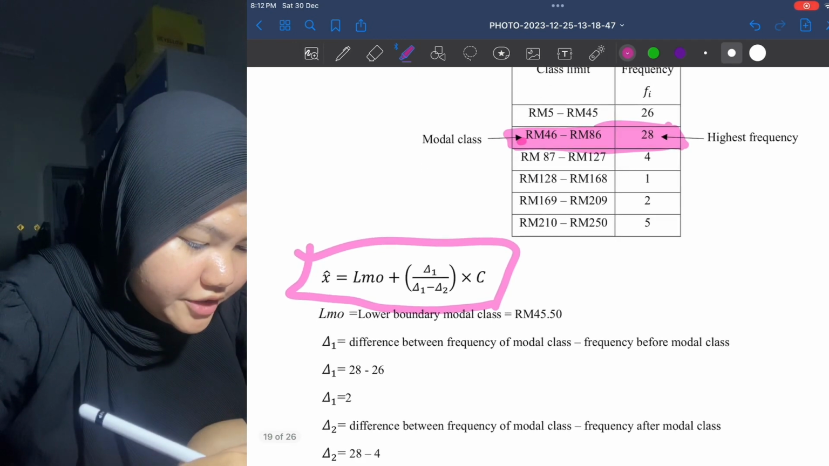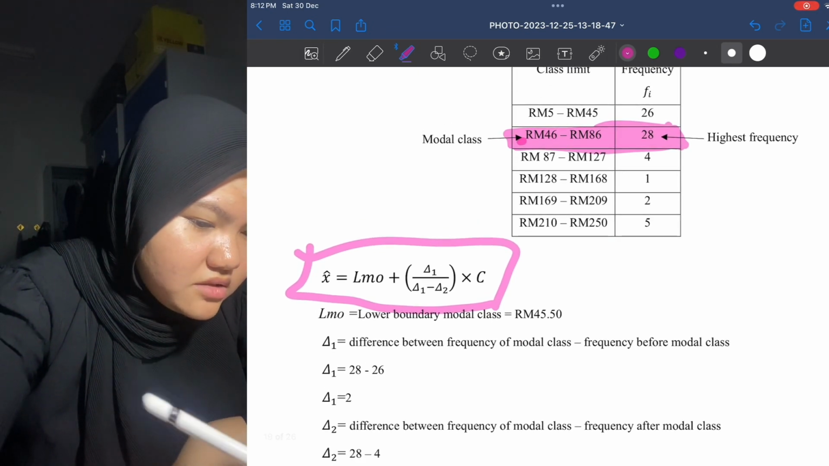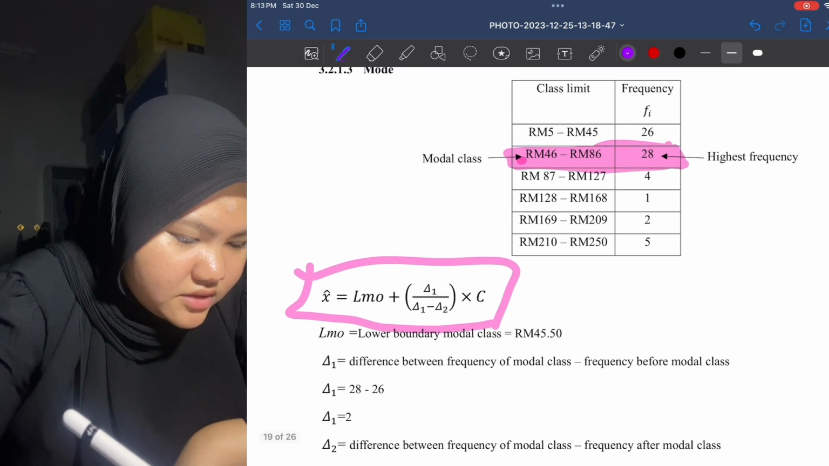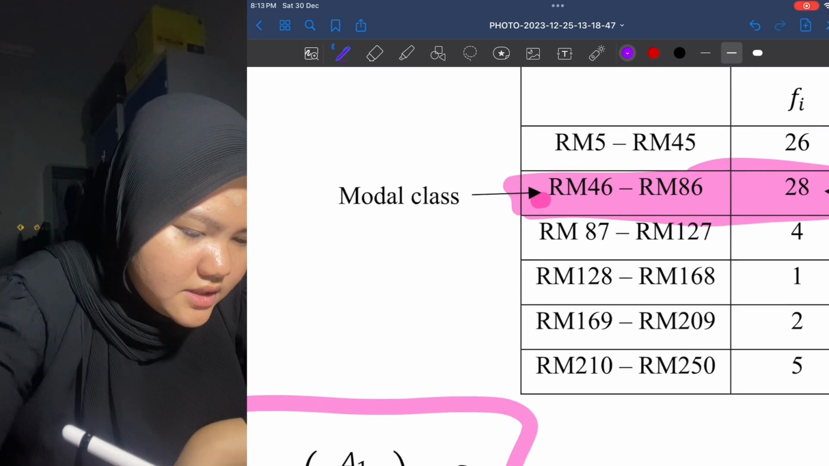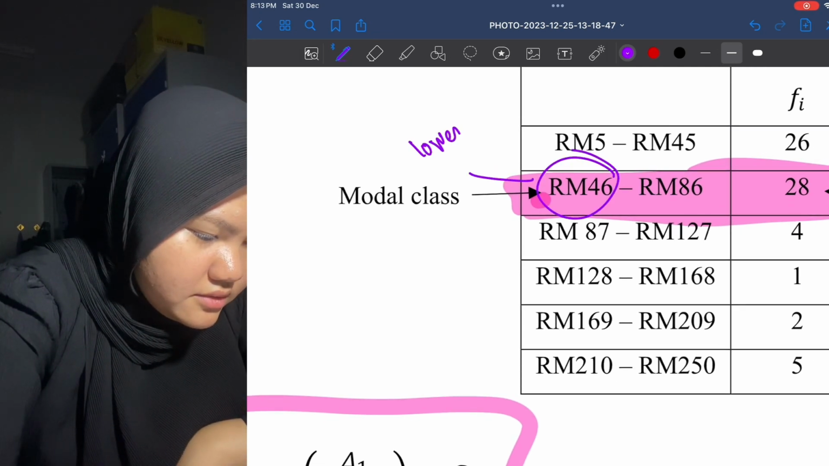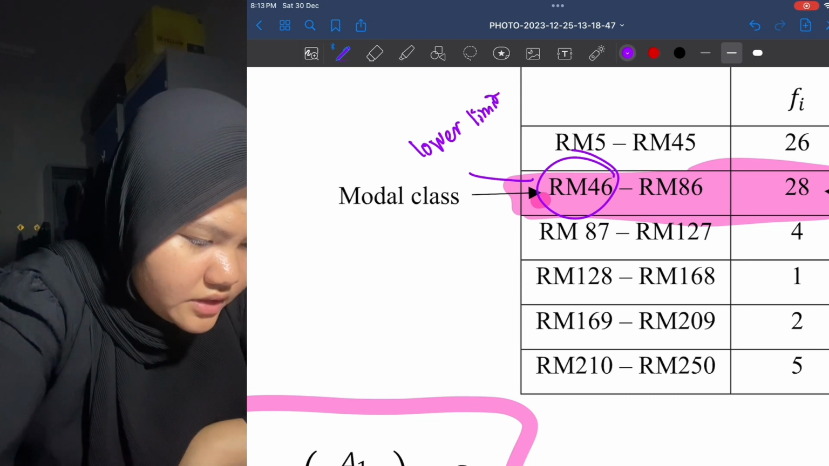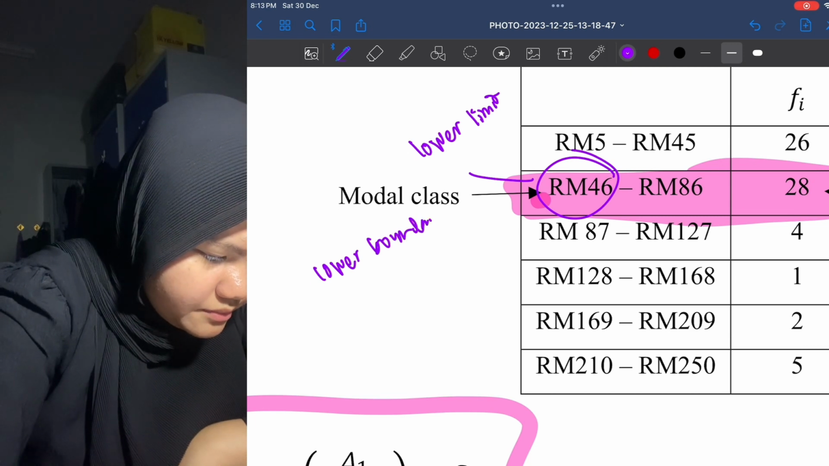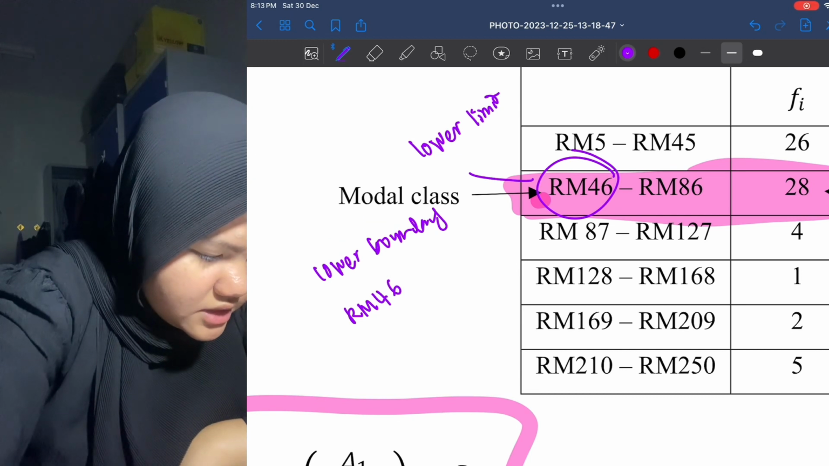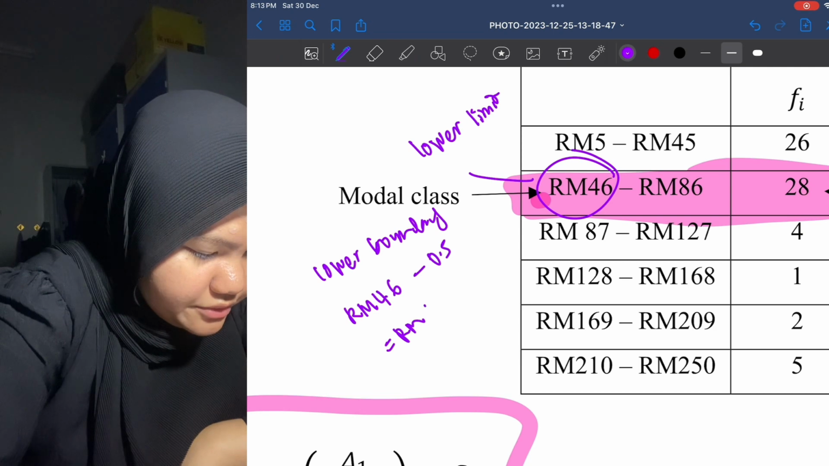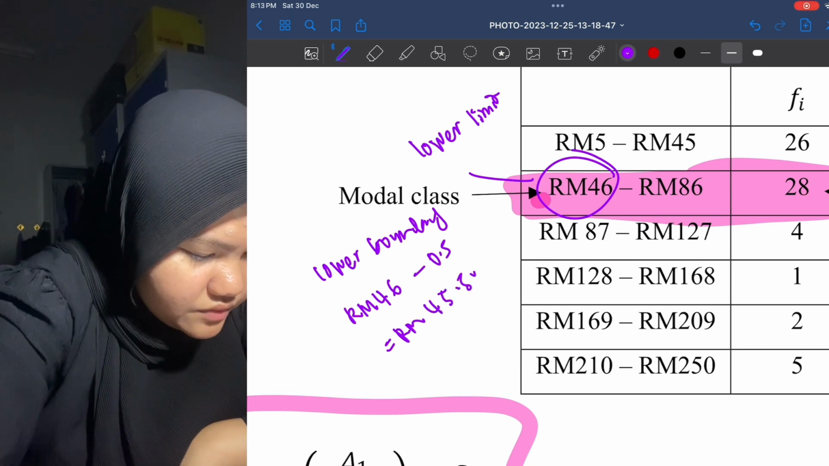LMO is the lower boundary of the modal class. This is the lower limit. So the lower boundary is the lower limit, RM46, minus 0.5, and then you will get the lower boundary, which is 45.50.